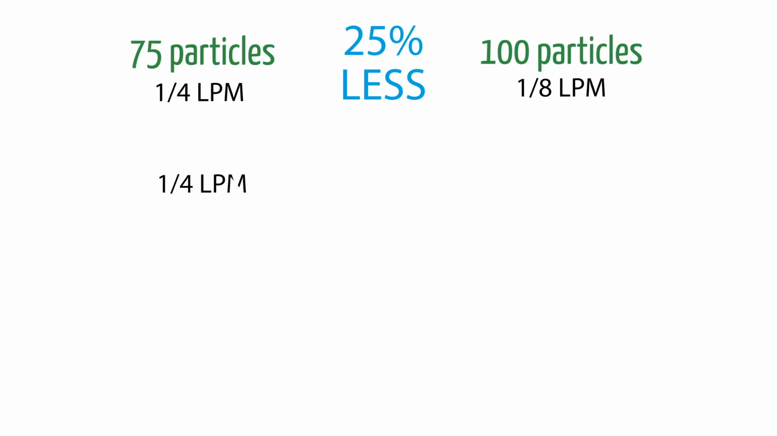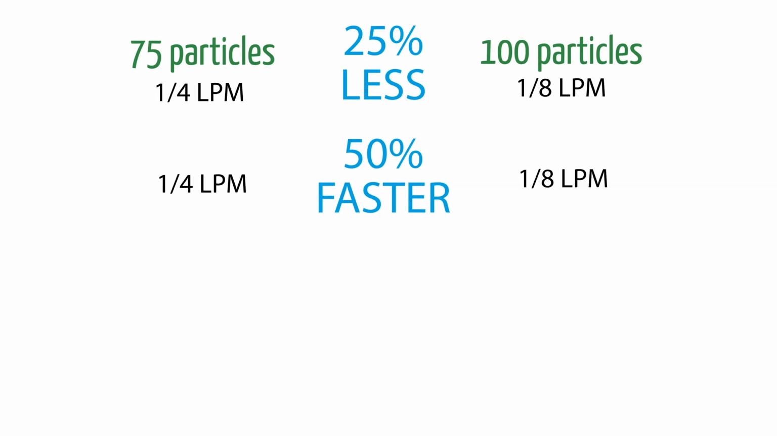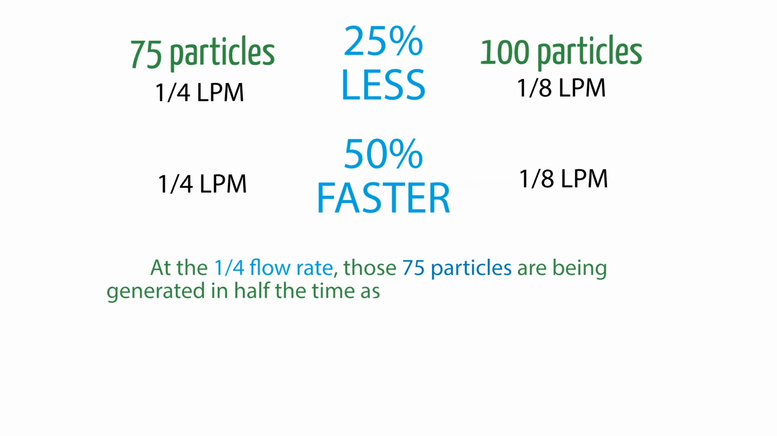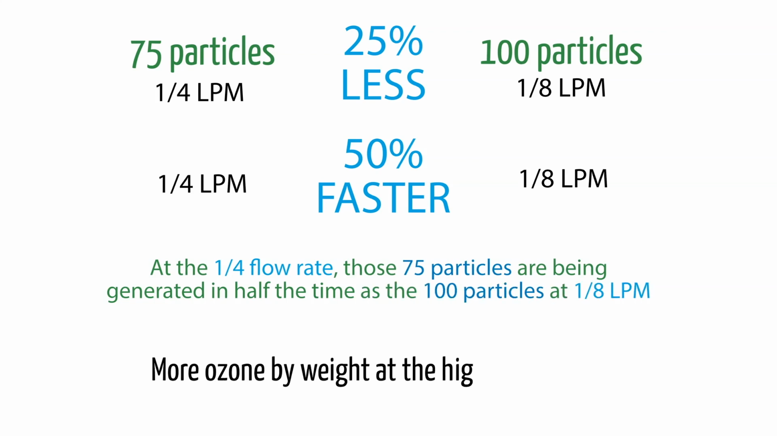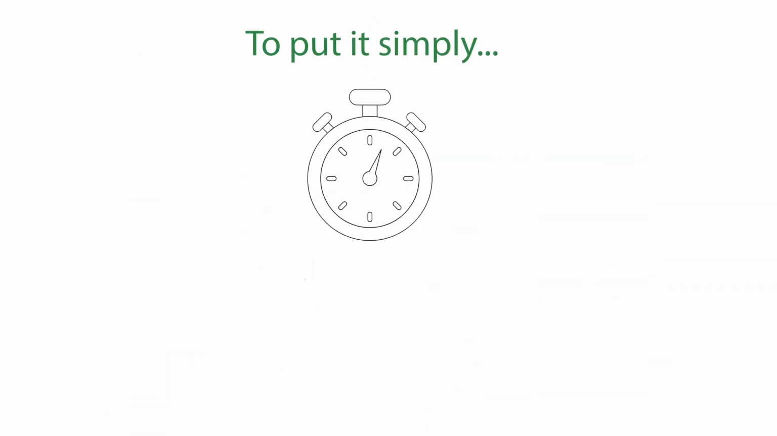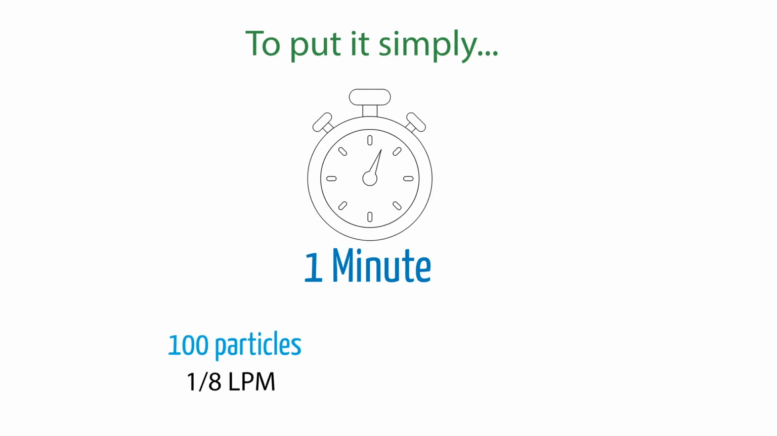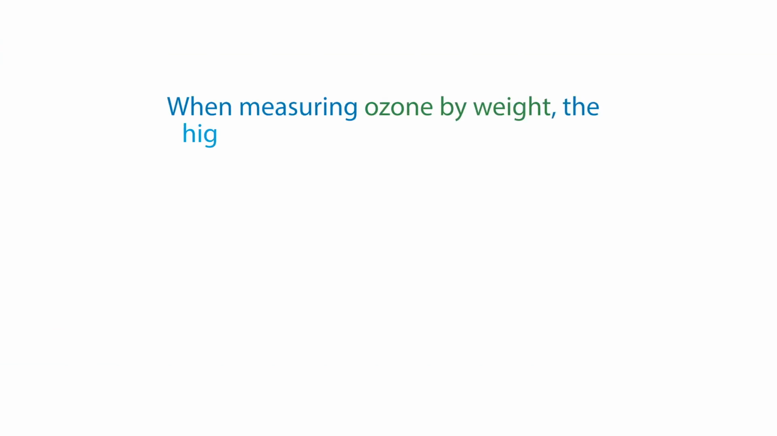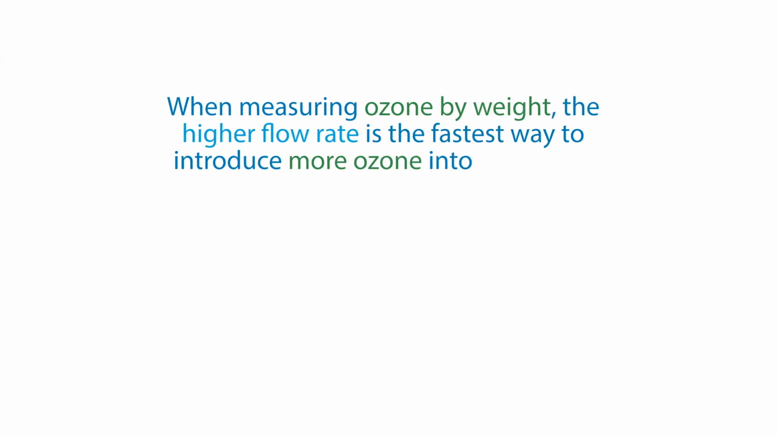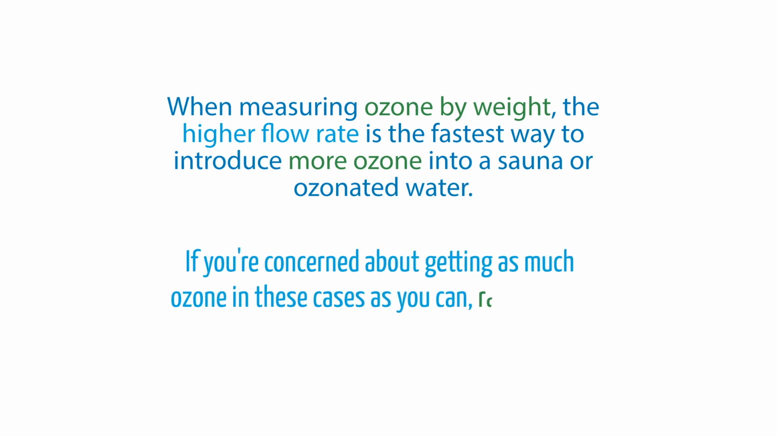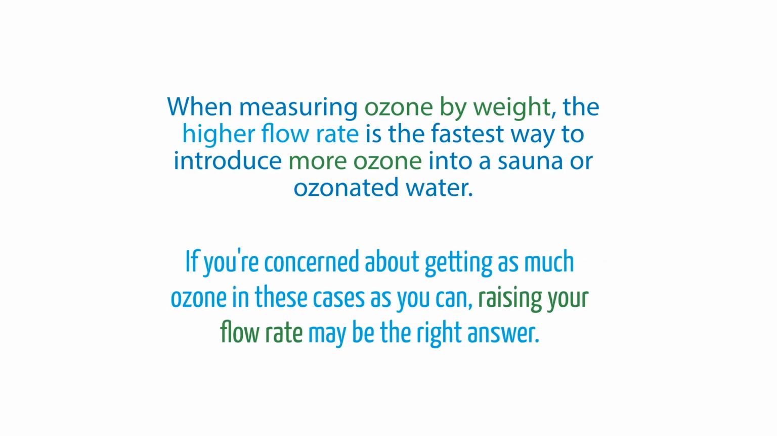But 1/4 is a 50% faster flow than 1/8. This means at the 1/4 flow rate, those 75 particles are being generated in half the time as the 100 produced at 1/8. So as you continue to run the ozone, you're getting more ozone by weight at the higher flow rate than at the lower rate. To put it simply, you would see that in 1 minute you get 100 particles at 1/8, but 150 at 1/4. When measuring ozone by weight, the higher flow rate is the fastest way to introduce more ozone into a sauna or ozonated water. If you're concerned about getting as much ozone in these cases as you can, raising your flow rate may be the right answer.